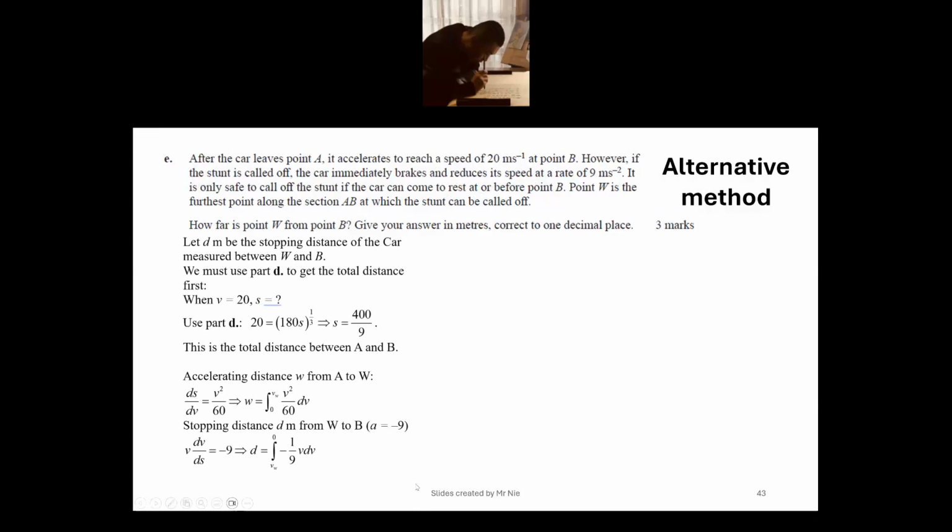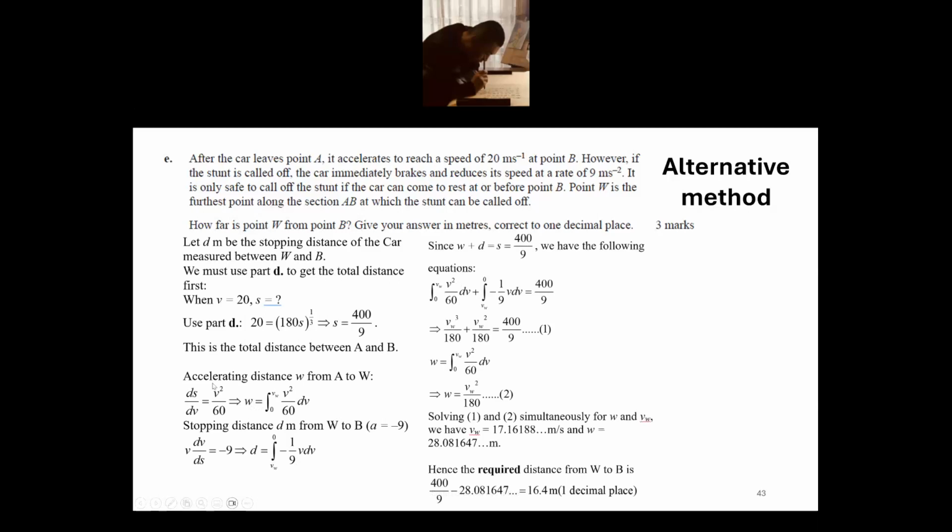Of course, if you try other methods like integrations, that will also do, but you have to acknowledge two parts, two distances, and add them up equal to 400/9, which is essentially the same way as before, but it takes more working and more steps to derive the suitable definite integrals. So I just quickly show you the snippet I did here. And don't forget, if you found the accelerating distance, you need to take that away from the total distance 400/9, which is 16.4 to 1 decimal place.